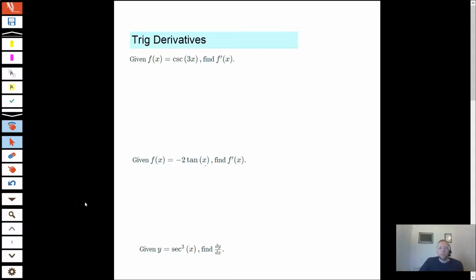Okay, folks, we're going to do some trig derivatives today. So we're going to do a bunch of new rules in this lesson. There are 6 of them we're going to add today. And we are also going to really focus in on chain rule. So a better heading for this lesson would be trig derivatives with the chain rule.